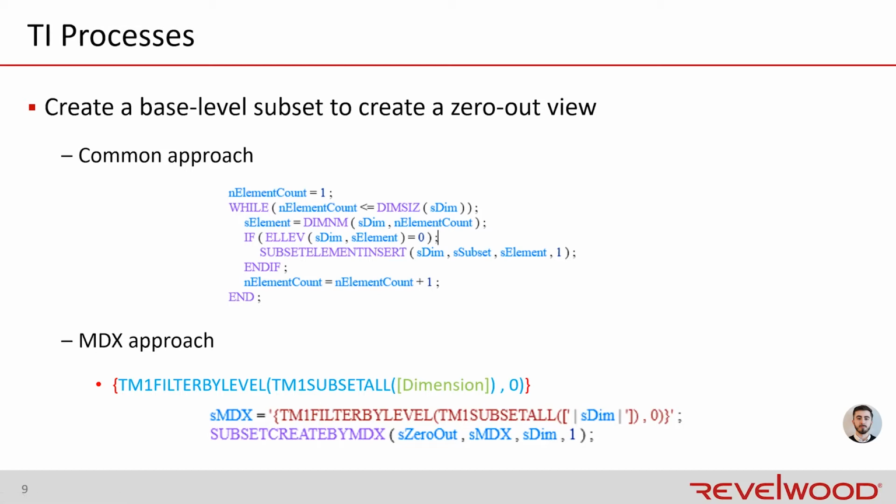It's also just generally more efficient to have the MDX do all the work rather than have to loop through the whole dimension and do if checks and all that kind of stuff. So it's simpler and cleaner in terms of your code, but it's also more efficient as well. All right.